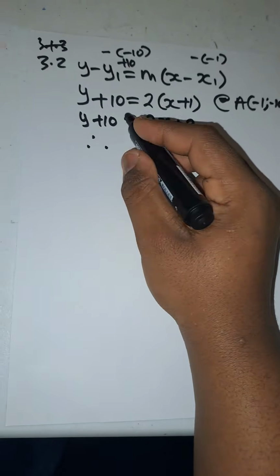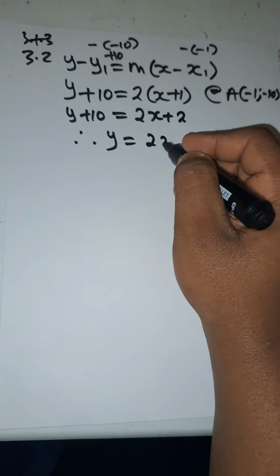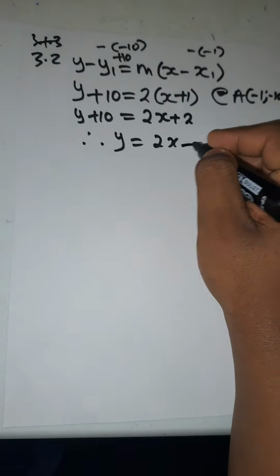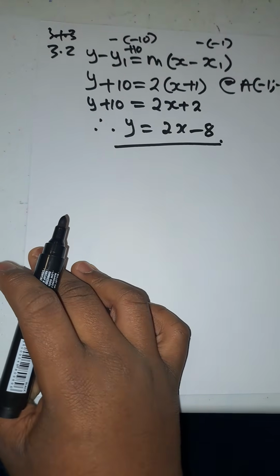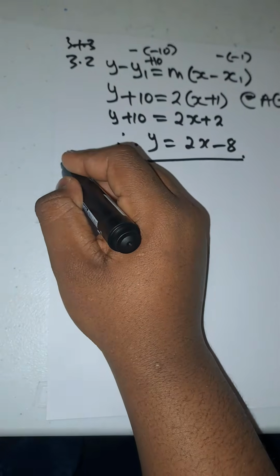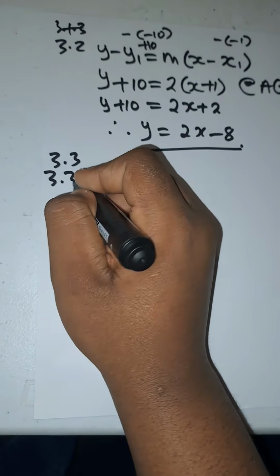Then y equals 2x. What is 2 minus 10? Minus 8. Then this is the equation. You see, very important and straightforward. So let's go to 3.3, 3.3.1.